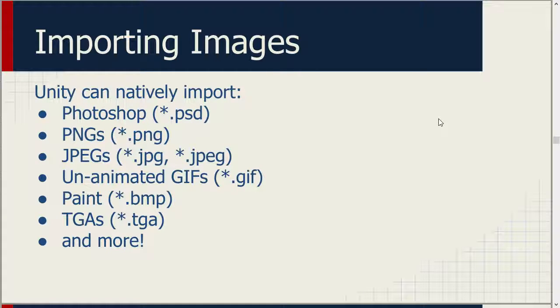It also obviously imports PNG files, JPEG files, unanimated GIFs. I'm sorry, it does not import animated GIFs. I have not seen a way to actually do that, so sad days for me. Paint, it can import BMP files, TGA files, and a lot more. I will check Unity's website to see what the documentation says, but obviously, PNG, JPEG, GIFs, and PSDs are the grand majority of the image files that you'll be receiving or using anyways.